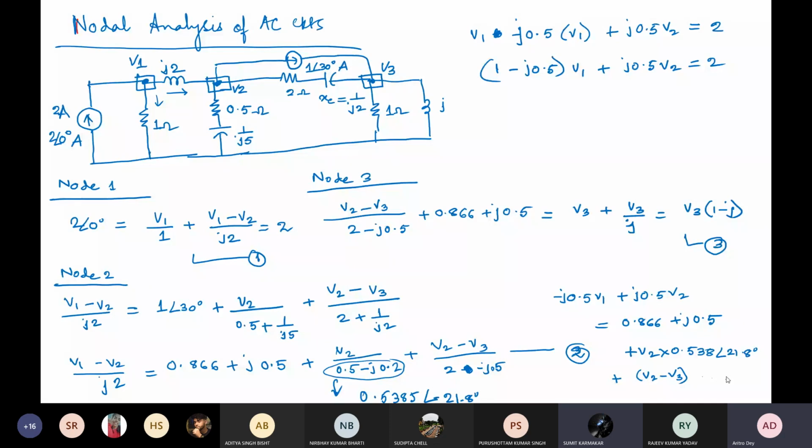Here there is no need to draw the phasor diagram, because you will be puzzled if you try to draw it with the phasor diagram. Okay, so this is one example of nodal analysis.